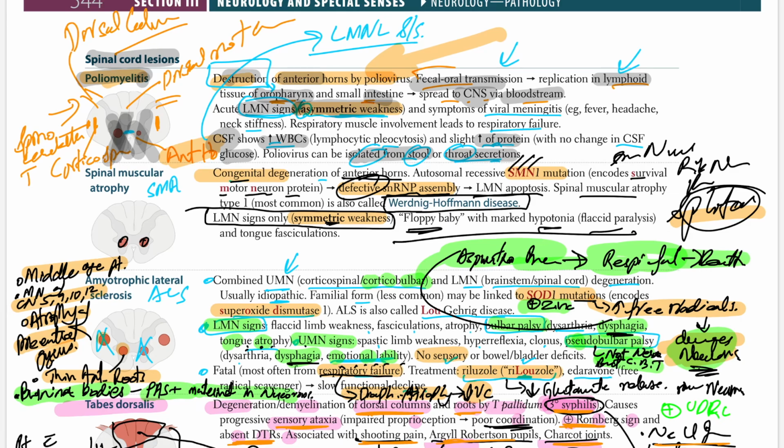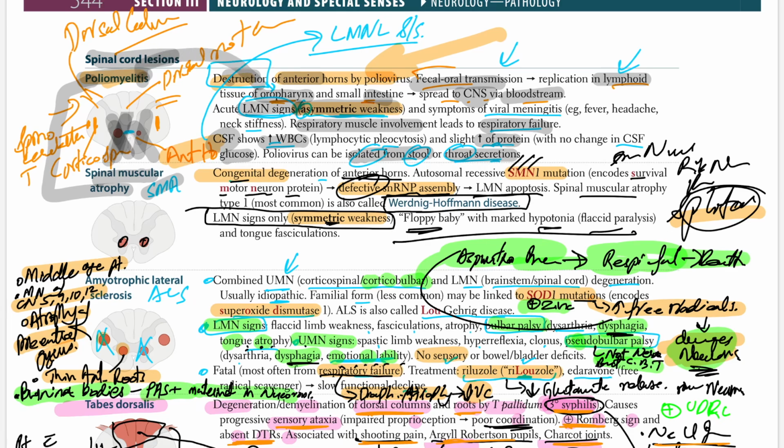Other than that, you have a lower motor neuron lesion. The most important thing is respiratory muscle involvement leads to respiratory failure. Okay, compare this with spinal muscular atrophy, SMA.